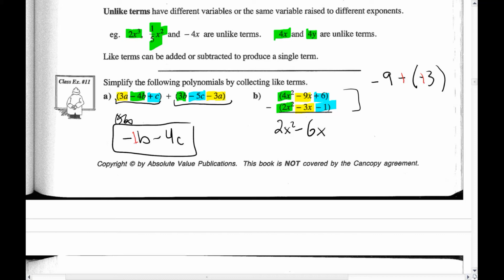And last but not least, 6 minus negative 1. Well, again, it's minusing a negative, right? Positive 6 minus negative 1. When you subtract a negative, it's like adding. So 6 plus 1 is 7.